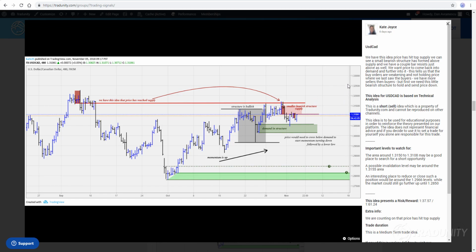Okay, so she gives you the area where you can place a short and possible stop loss level, which is quite tight, and then the target. What you should notice about this idea is that the risk reward ratio is incredible for the reward part. So you get like 37 times up to 60 times more reward than what you risk.